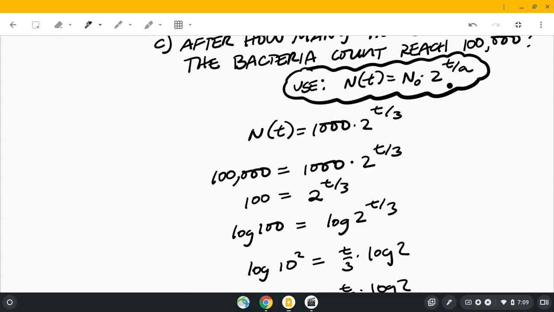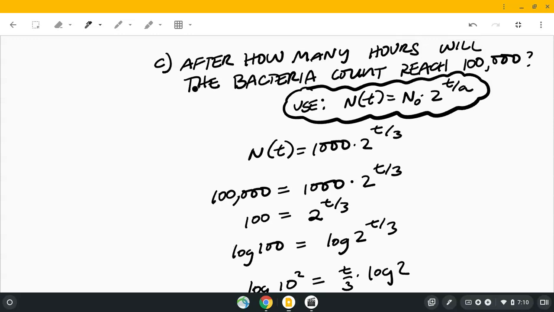And again, like I said, so long as you know that initial amount and the time it takes for that thing to double, that's all you really need to create a function that allows you to make predictions, that allows you to find out how much is there after a certain amount of time. So again, so long as you know the initial amount and the time it takes to double.